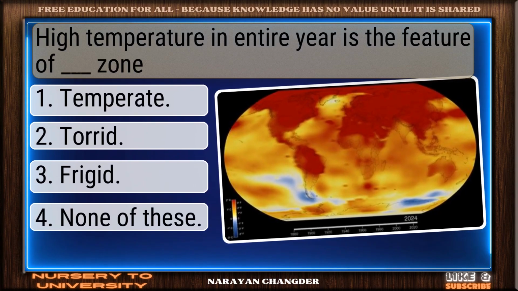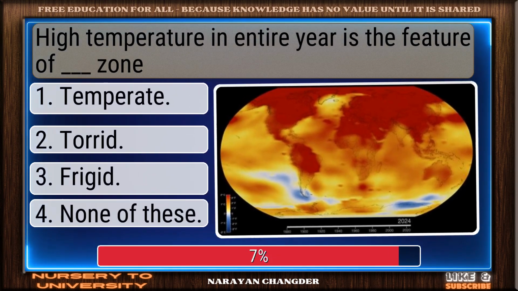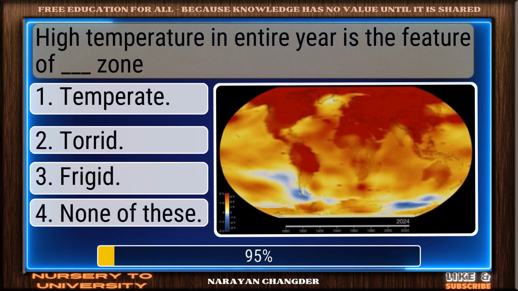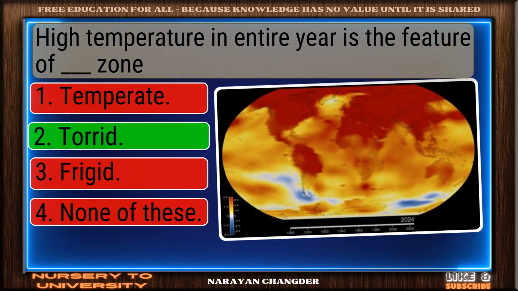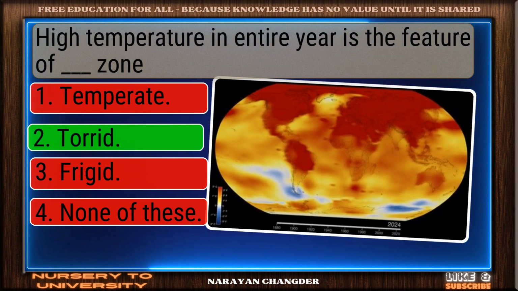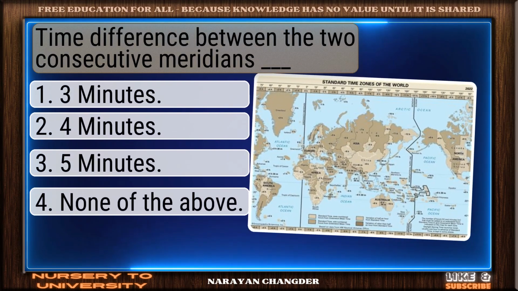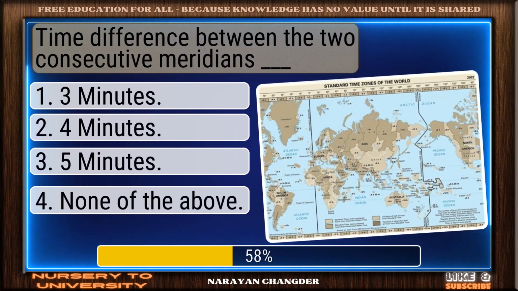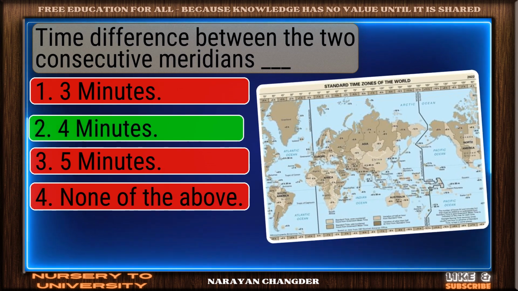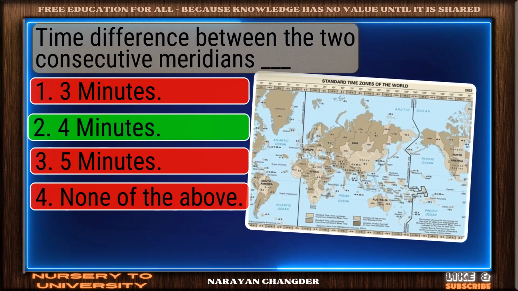High temperature in the entire year is the feature of the dash zone. Well done. Torrid is the right choice. The time difference between two consecutive meridians is dash. Right again. 4 minutes is a valid answer.